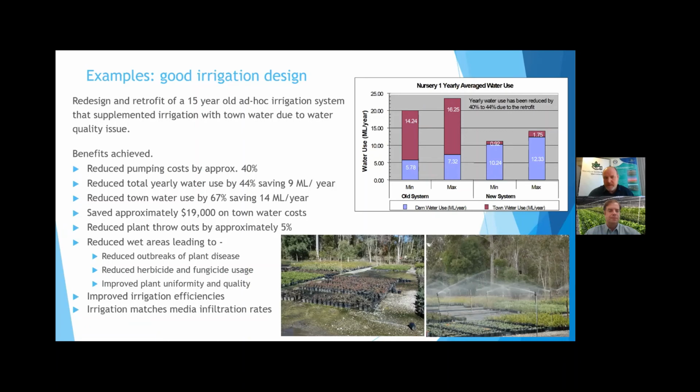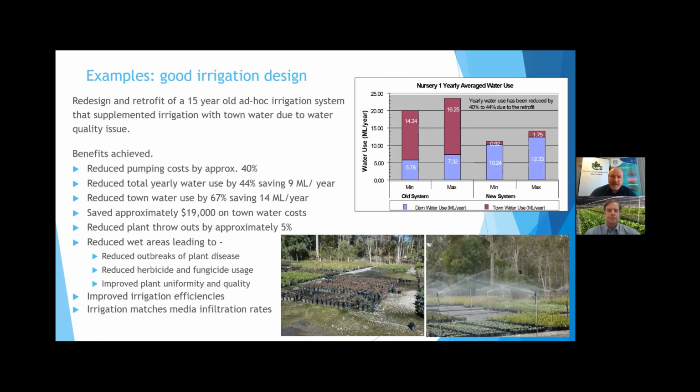In this example, we retrofitted a 15-year-old irrigation system that had been put together over years, and the nursery had tried to address some of the inefficiencies in the system. The nursery owner knew that there were problems, but he thought it was more to do with water quality affecting how his system operated. He started to supplement irrigation with town water to try and improve the water quality, which kind of did, but also increased his water costs.